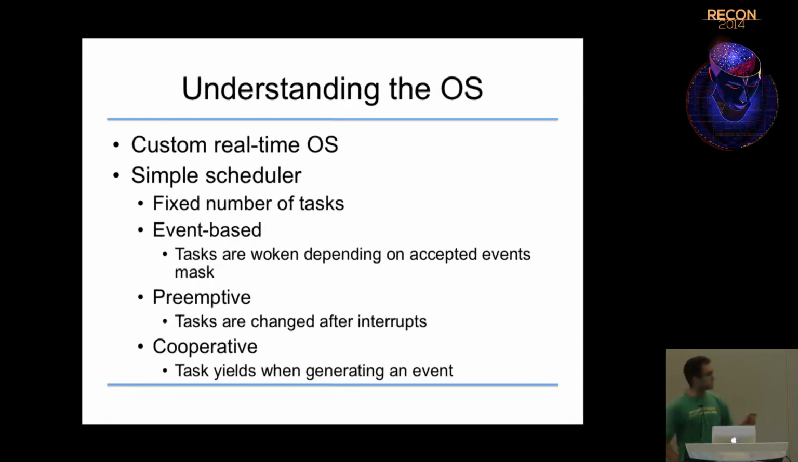So yeah, I said there is no operating system. This is not completely correct. They have a kind of operating system inside, but it's very small. It's a real-time operating system with a simple scheduler. You have a fixed number of tasks. It's event-based. Each task has an event mask that it can set, and when you transfer control to another task, you can send an event. It's also preemptive, so tasks can be changed after interrupts, and it works mostly cooperatively, so tasks change by yielding to another.